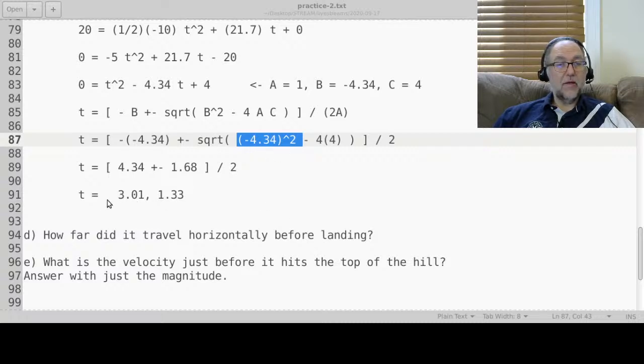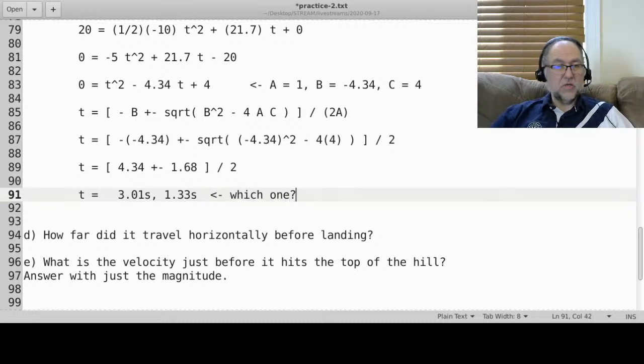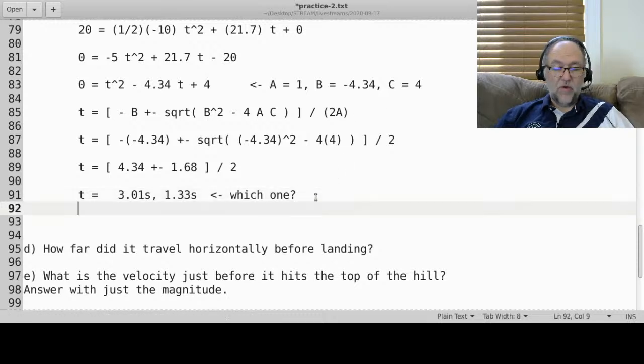And working it through, you get 3.10 seconds and 3.11 seconds. And you go, which one? Well, I guess question mark. Well, before we answer that, let me just show you another way to solve the quadratic.